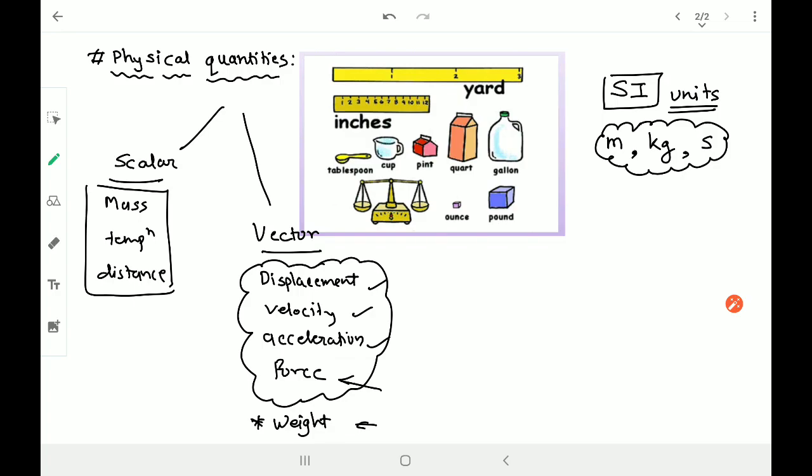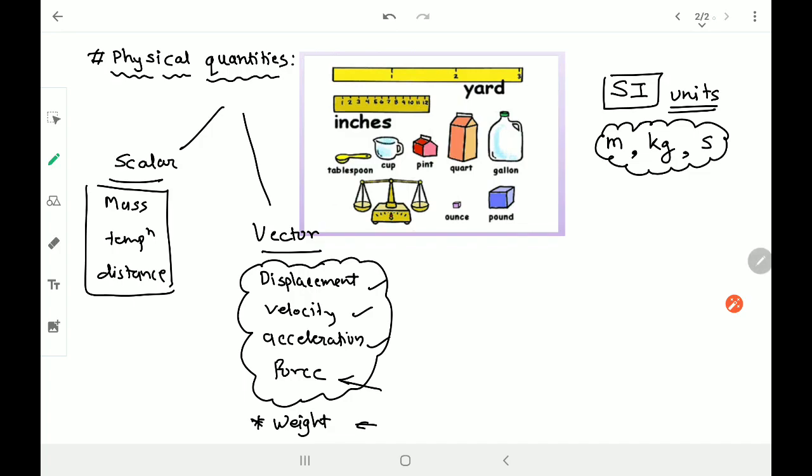So again I repeat, in a scalar quantity, only magnitude is sufficient, matlab the value of the quantity is sufficient, whereas in a vector quantity, magnitude as well as direction is needed to explain. Such quantities are called vector quantities. Clear? You can give these examples, it's not a big deal.